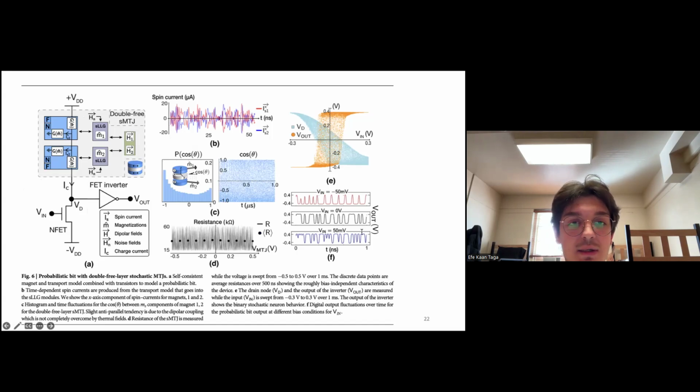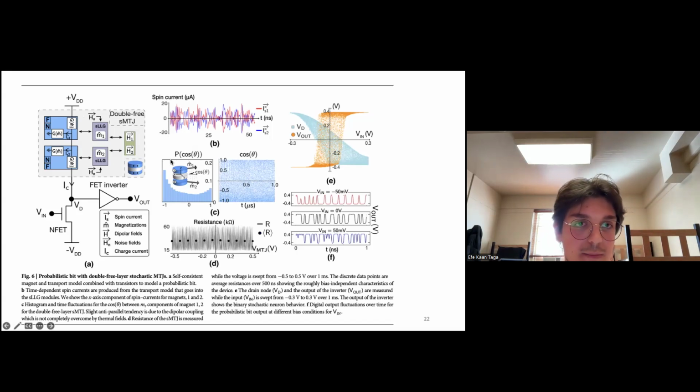What's interesting here is that the double free layer SMTG exhibits a voltage independent resistance profile, as we can see in the figure here. The resistance of our SMTG is independent of the voltage. This behavior is reproduced by the spin circuit model, where two symmetric layers receive spin currents with opposite signs. As we can see in B, the current of the first layer and the current of the second layer are opposite every time.